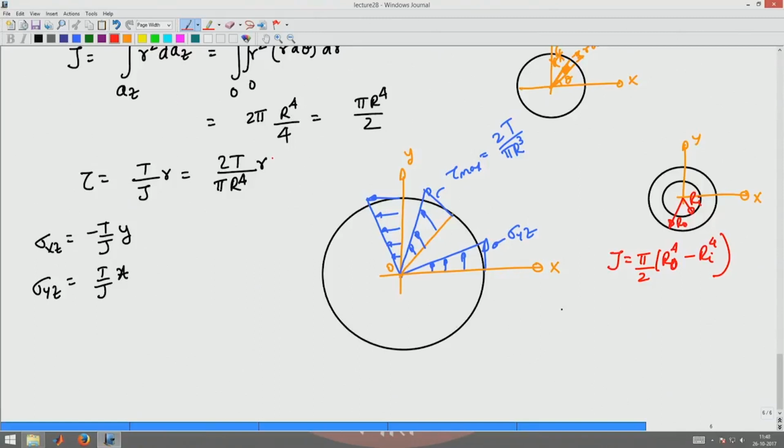The variation of the stresses will be in the region where the material is, that is, only along this thickness region there will be shear stresses developed.